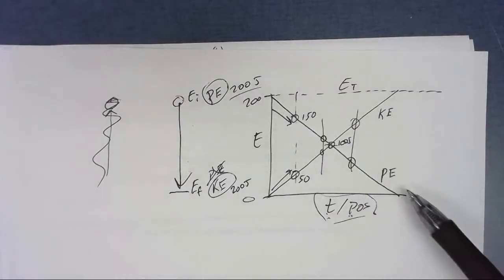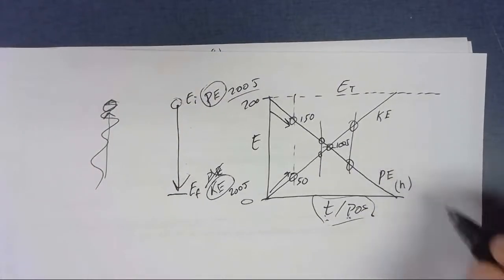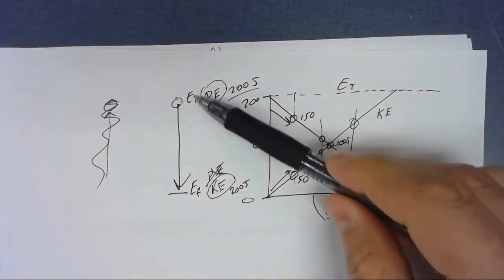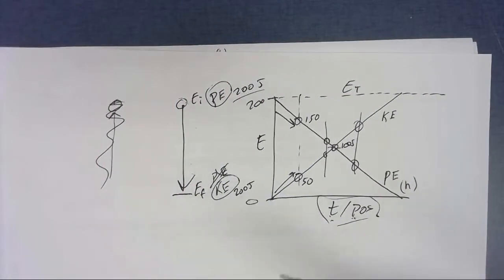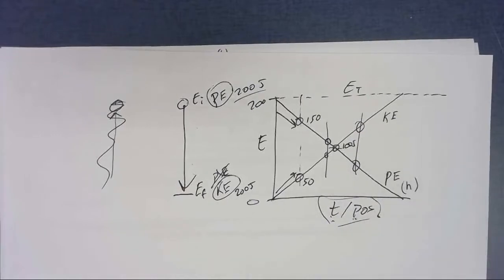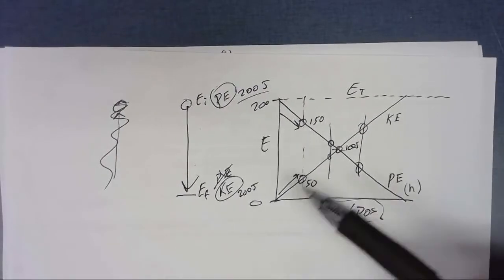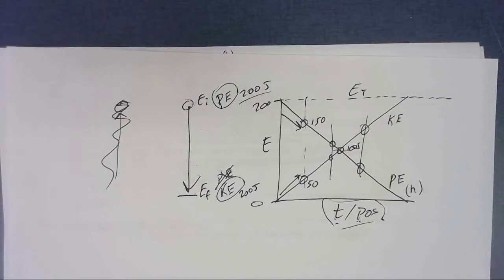Potential energy, notice, follows the height. We said this before. Height decreases, potential energy decreases. Kinetic energy will always be the mirror image of potential energy. It has to do the exact opposite because they always have to add to the total.